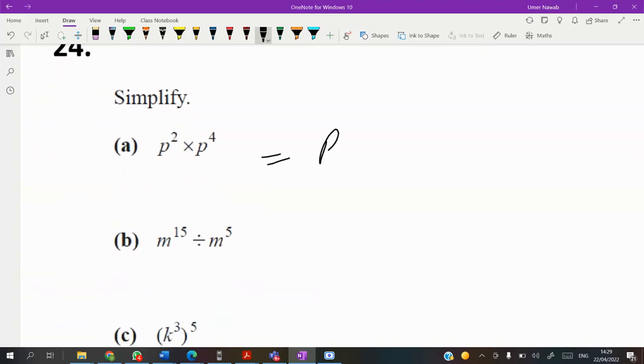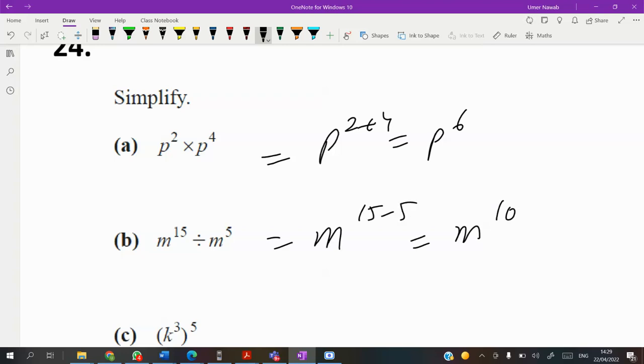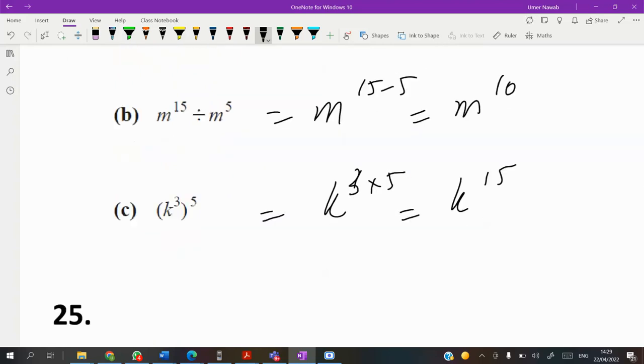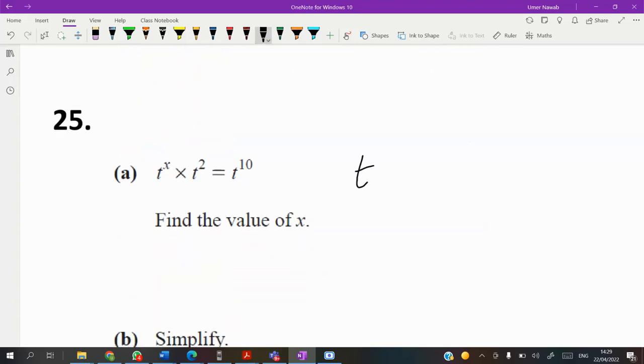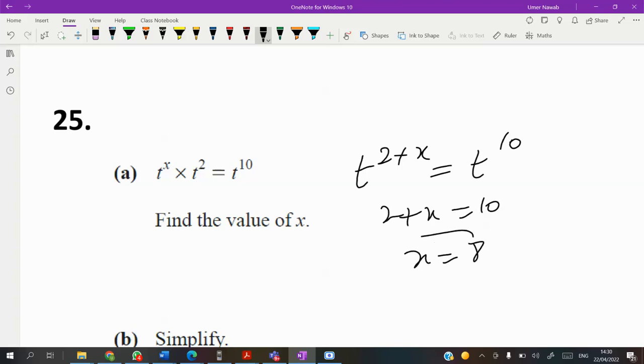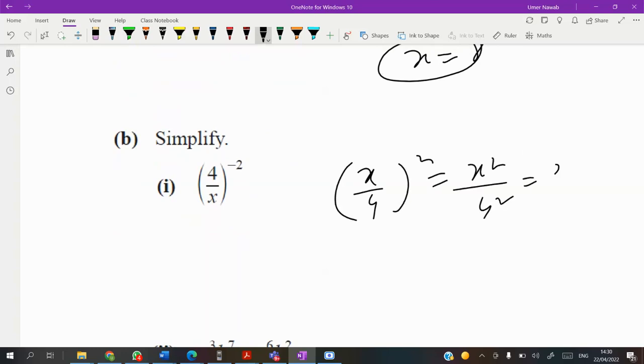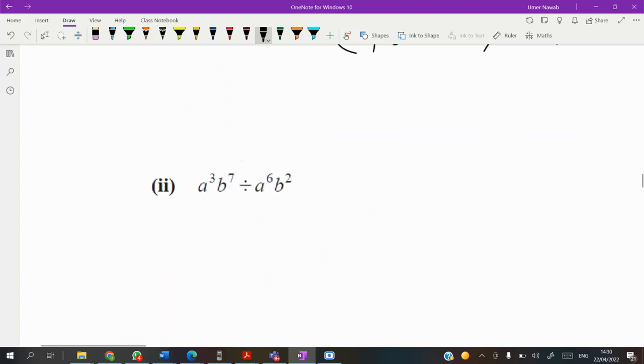This is 2 plus 4, 6. 15 minus 5 is 10. This is k, 3 times 5 is 15. This is 2 plus x is equal to 10. So 2 plus x is equal to 10, x is equal to 8. X over 4 raised to 2 is x squared over 4 squared, so x squared over 16.